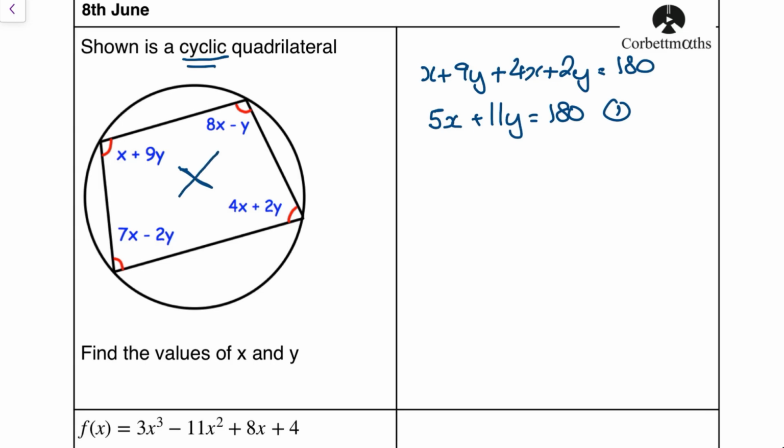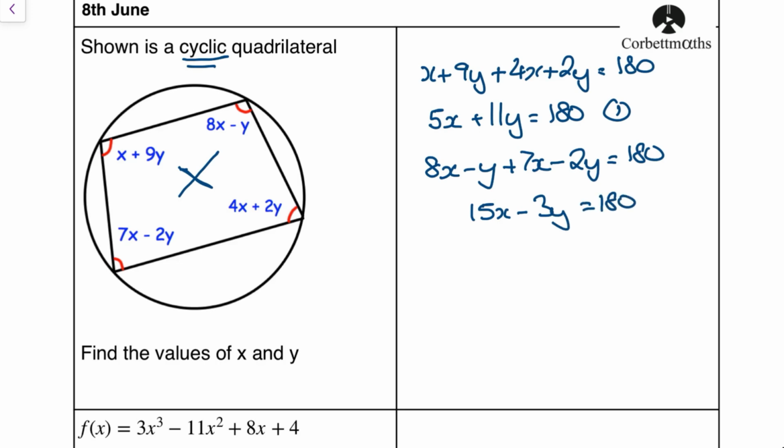And next up, looking at the other two. Again, very similar. I have 8x minus y plus 7x minus 2y is equal to 180. I can collect my terms. So I've got 15x minus 3y is equal to 180. Now, I can either choose my x's or my y's. It looks easier to do x's because I can multiply the first one by 3. So I'm going to write 3 times 1 underneath, which is going to give me 15x plus 33y is equal to 3 times 180 is 540.